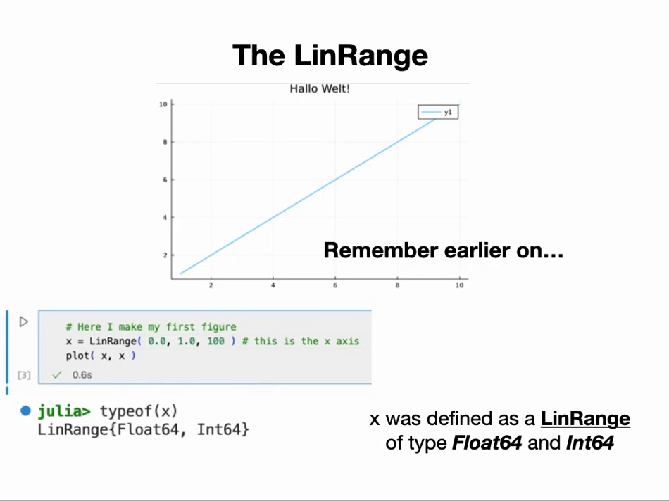So now, one thing which we have used earlier in the lecture is the linrange. We actually use it quite a lot, and I should give you a few words about what a linrange is. In the first exercise, we plotted a line by generating x as a linrange from 0 to 1 with 100 points, and we plotted x as a function of x, and this makes this figure. If you check the type of x, it's a LinRange, Float64 and Int64. The Float64s are basically the minimum and maximum value, and the Int64 is the number of steps.